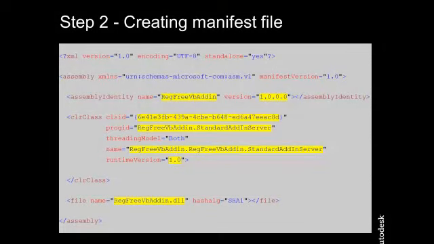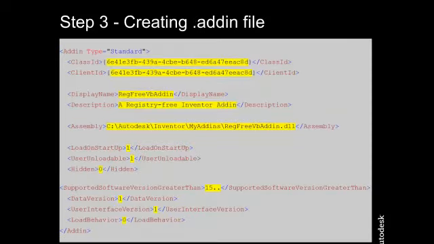Here is an example of how my manifest file looks, and you can see in yellow the fields that need to be edited specifically for your add-in. Step 3 is the creation of a .addin file. You can create a .addin file based on an existing one, and you can just replace the fields that are highlighted in yellow depending on your project properties.